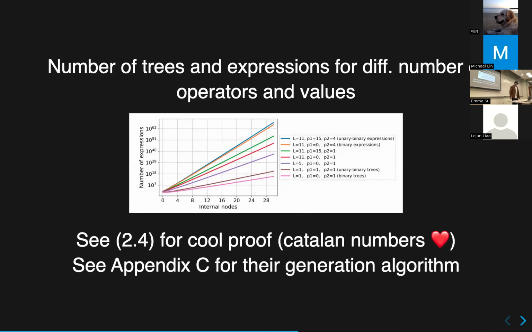And the way they do that is really complicated. I don't want to get into it. I don't think I quite understand it myself. But they use a series of observations. For instance, using Catalan numbers, you can find the depth of a full tree.